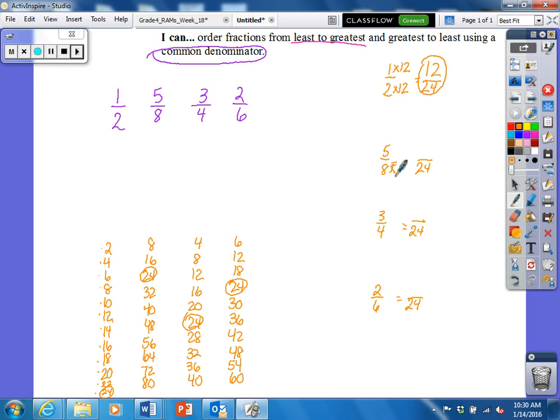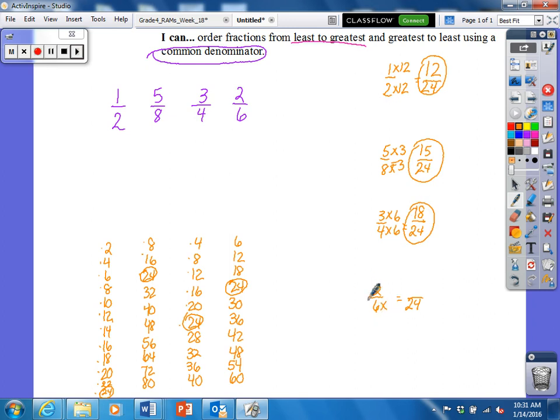Now 8 times what equals 24? Go down to my 8. 1, 2, 3. So 8 times 3, so the numerator times 3. 5 times 3 is 15. So I'm done with that fraction. 4 times what equals 24? 1, 2, 3, 4, 5, 6. Take the numerator times 6. 3 times 6 is 18.